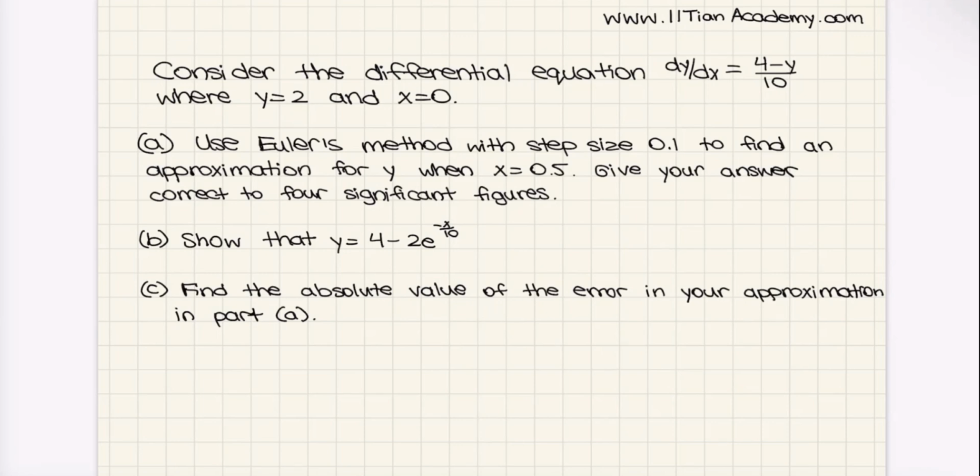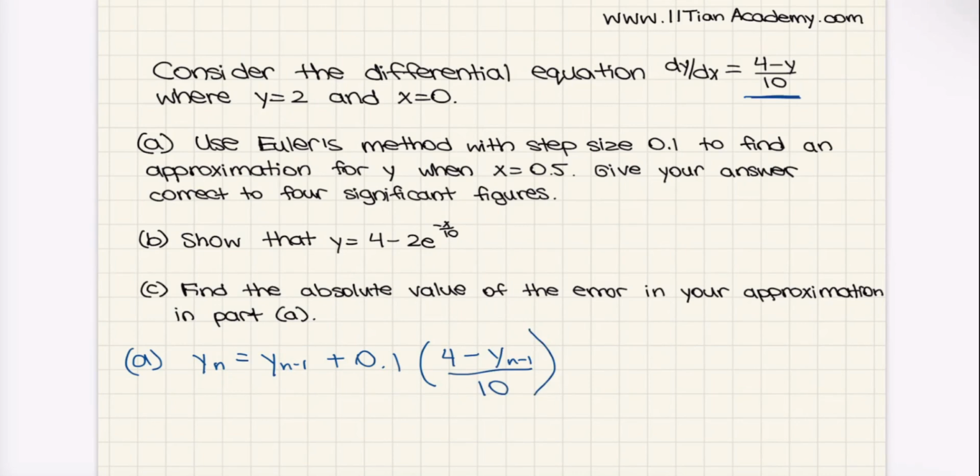Okay, so let's do part A first. For part A, we're going to be using the recursive formula. We start with yn = yn-1, the previous term, plus 0.1, since that's our step size, times (4 - yn-1)/10. So we took this, but we chose the previous y instead of the current y.